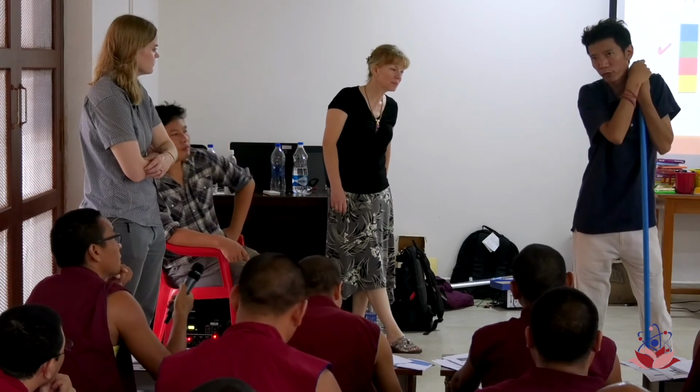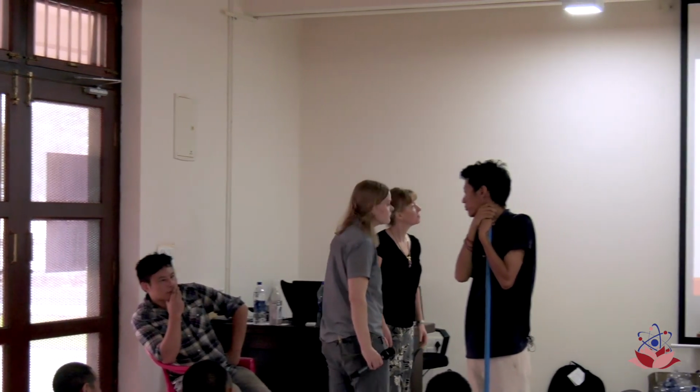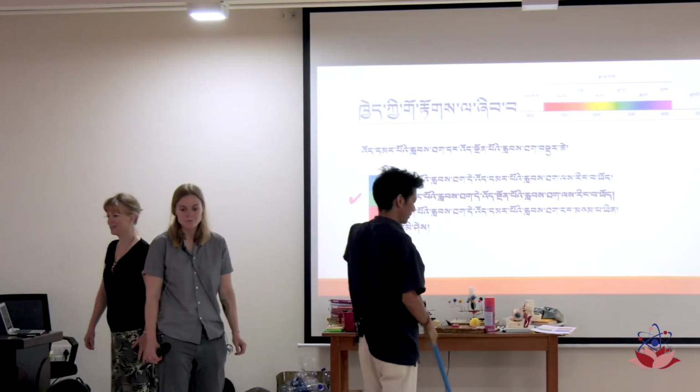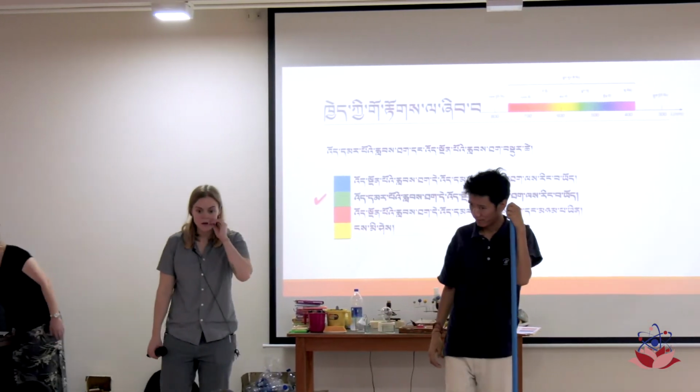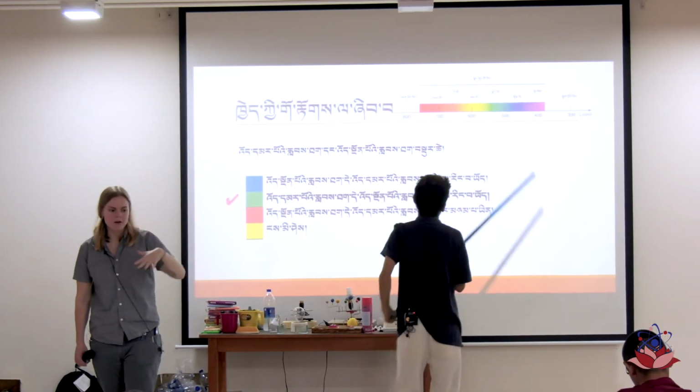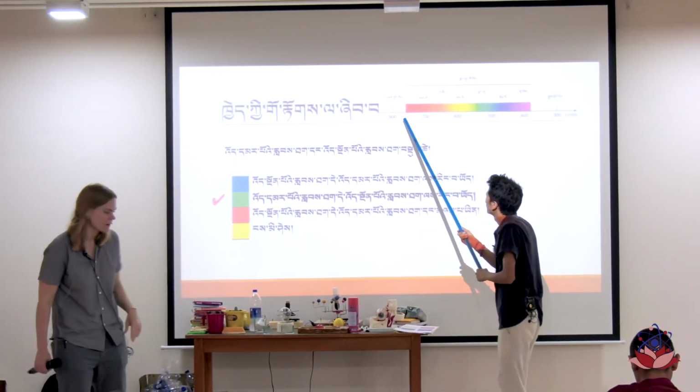Okay, when we move from red to blue, frequency increases. If there's an increase in frequency, there has to be a decrease in wavelength. That's correct. So red is about 800-ish nanometers, and blue is about 400-ish, or purple is about 400-ish.